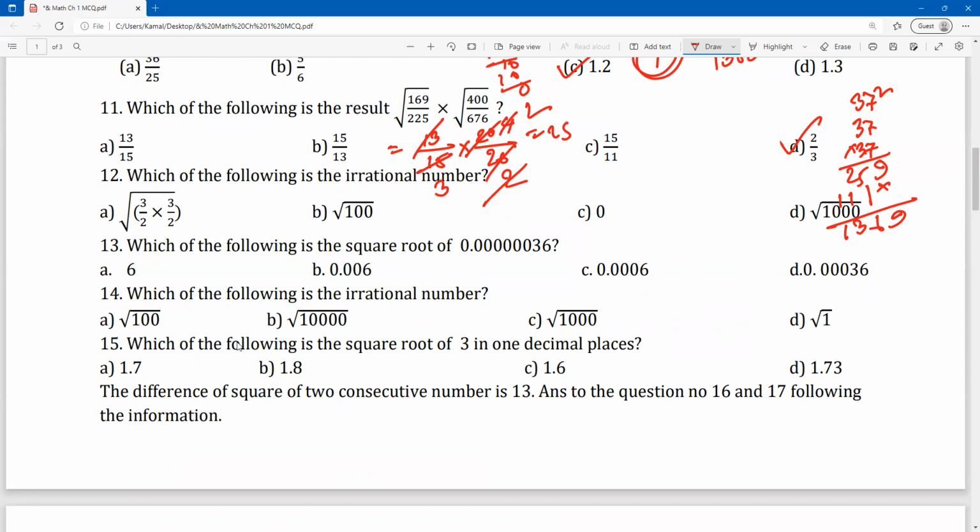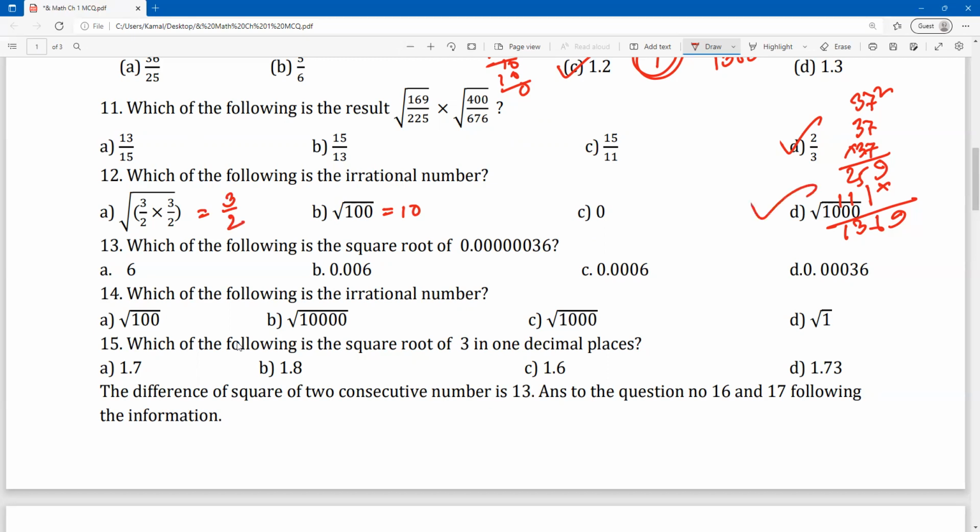So now next, which of the following is the irrational number? Irrational number, so if the number, after doing simplification, you see any square root symbol, that means the number will be an irrational number. Okay, review this one. This result is 10. So this is not an irrational number. 0 is not an irrational number. Here both are the same, so we can write here 3 by 2. This is not an irrational number, definitely 1000.